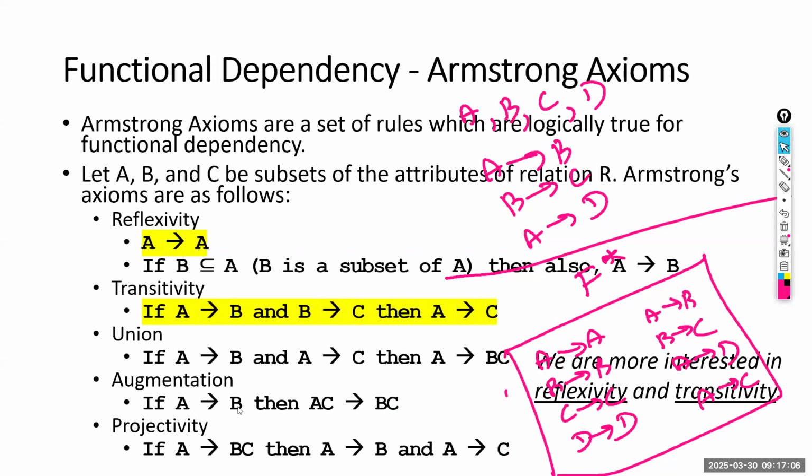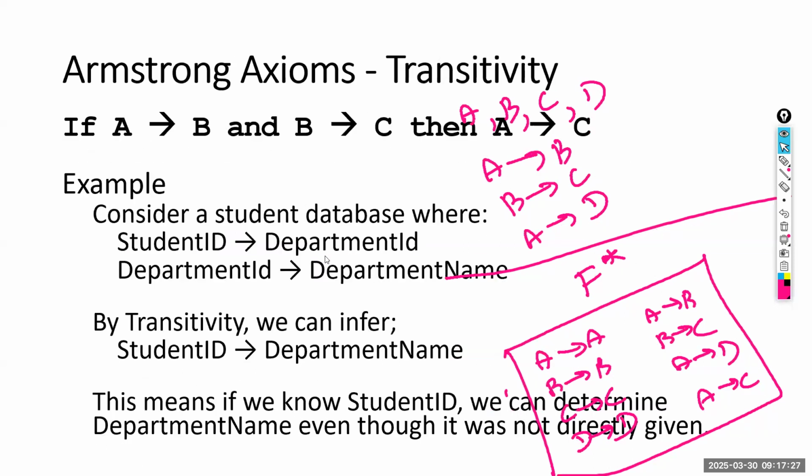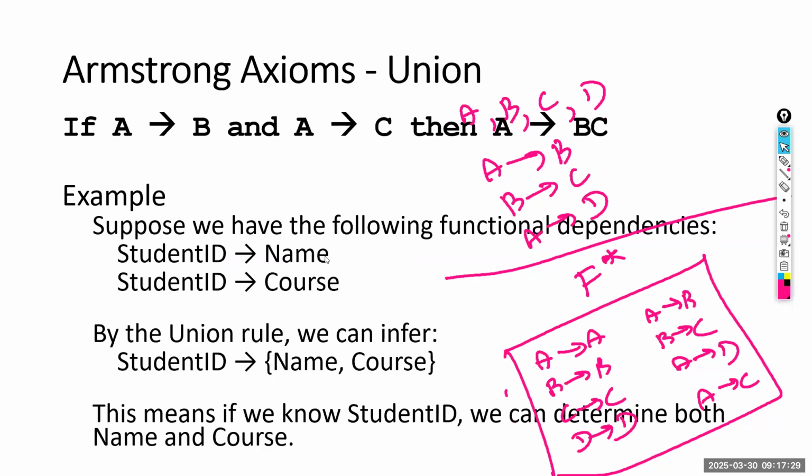Otherwise you can write it like this. If A determines B, AC determines BC. So then you can say AC determines AC, right? From this augmentation. CD determines CD. You can write like that now. Okay, so forget about the other thing. Just concentrate on the basic two only. Okay, reflexivity and transitivity.